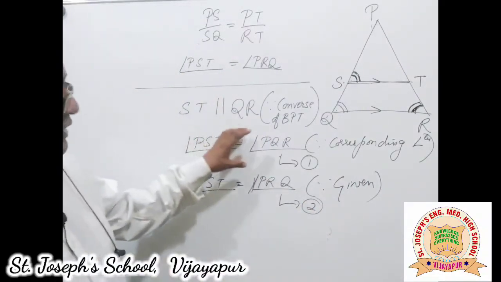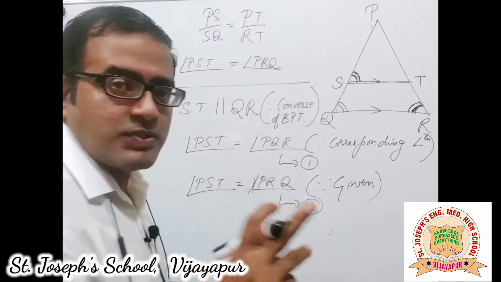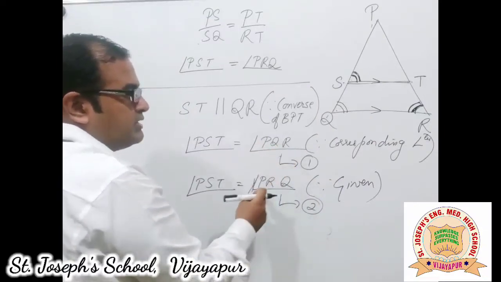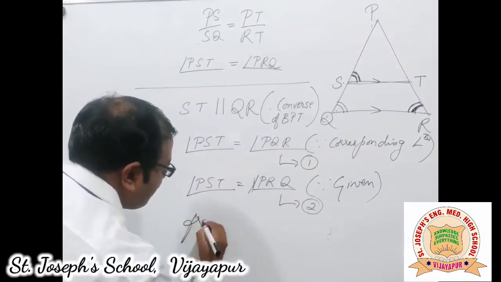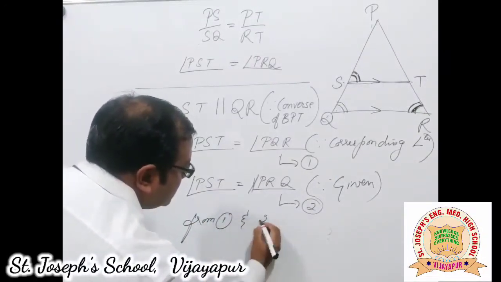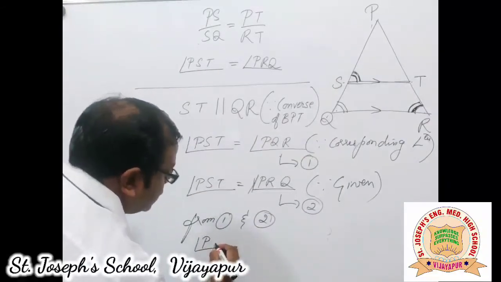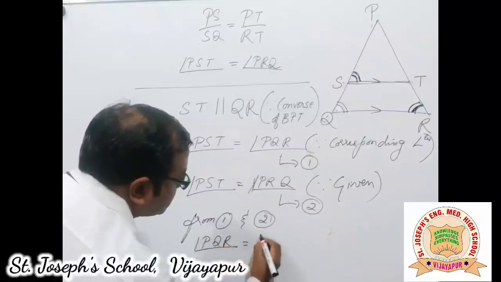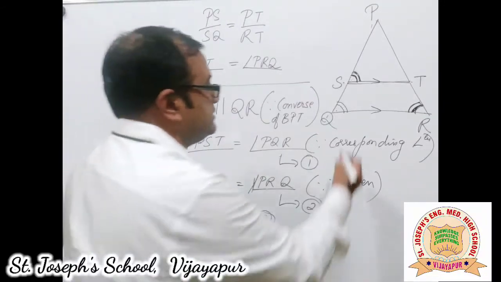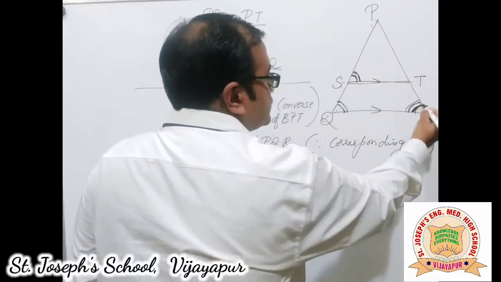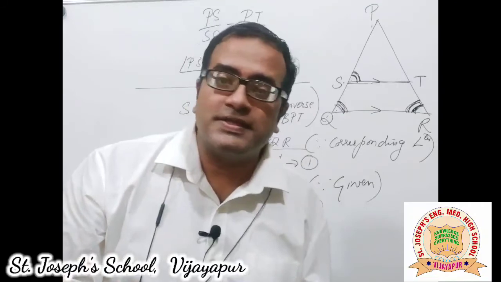Now compare equation 1 and 2. Left hand sides are equal. That means right hand sides must be equal. What are the right hand sides? Angle PQR is equal to angle PRQ. So we can just mention from 1 and 2, we can write angle PQR is equal to angle PRQ. PQR is this one, PRQ is this one. If those two are equal, that means the triangle is an isosceles triangle.